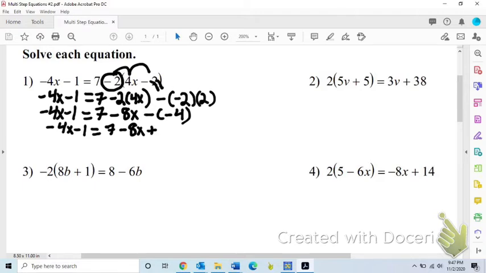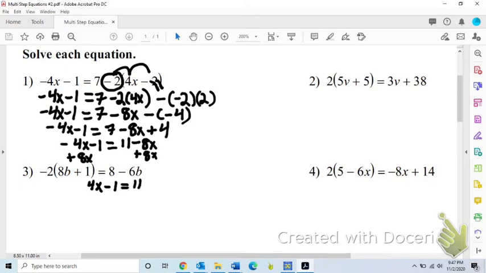-4 becomes +4. Okay, so now we start combining like terms. We start that by working on each side of the equation. Here on the right-hand side, we can combine that 7 and 4 and get 11. So now we need to combine like terms across the equal sign. Again, I like to figure out which way, when I'm moving my variables, is going to keep my variable positive. So here I'm going to add 8x to both sides. And that's going to give me 4x minus 1 equals 11.